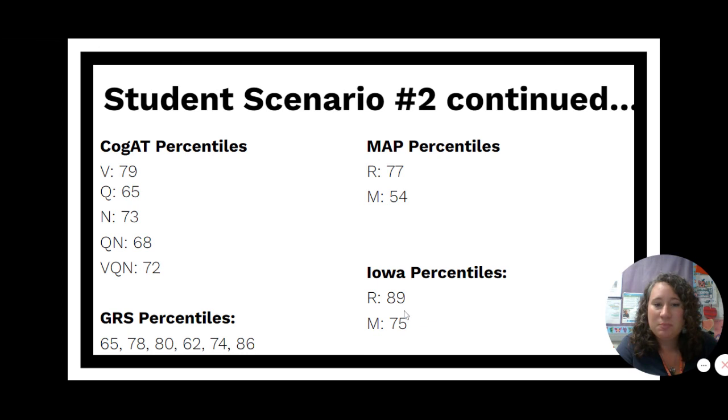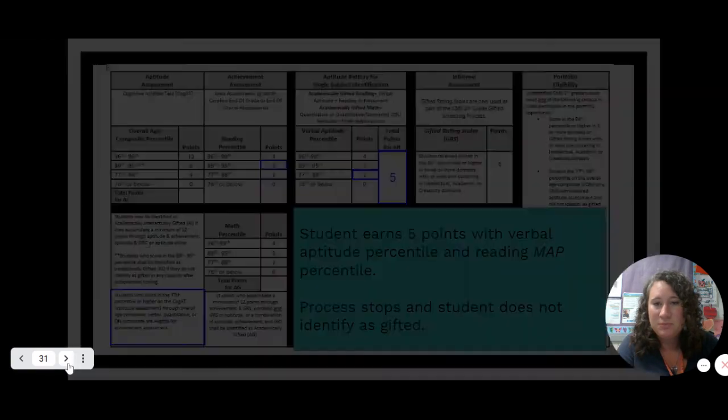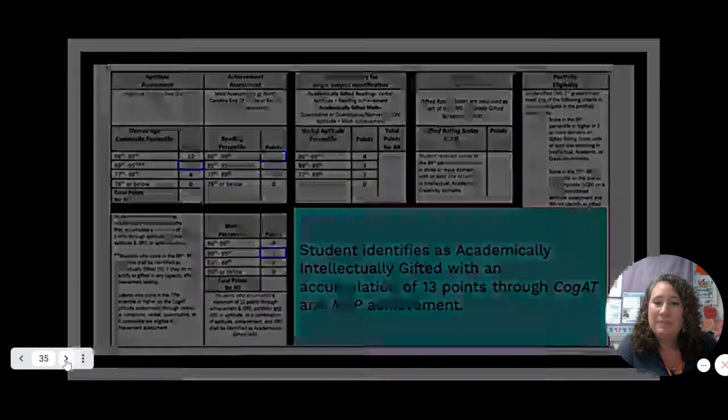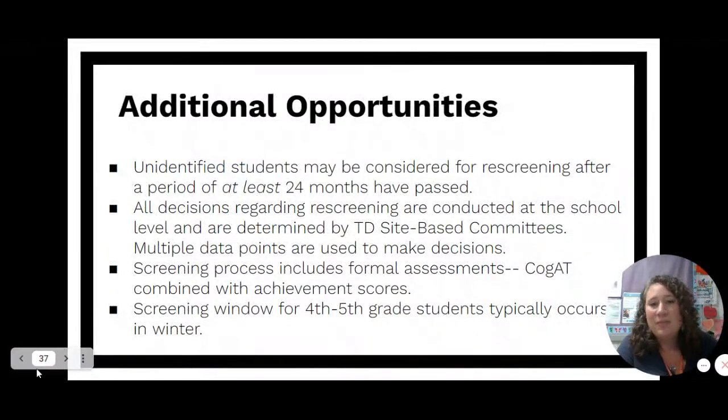Once we add the Iowa percentiles, this is the same student. For reading, they had an 89 and math had 75. So the student earned 5 points with verbal aptitude percentiles and reading MAP percentiles. The process stopped and the student does not identify as gifted. I'm going to continue through the rest of these slides. These are a lot of scenarios to go through.